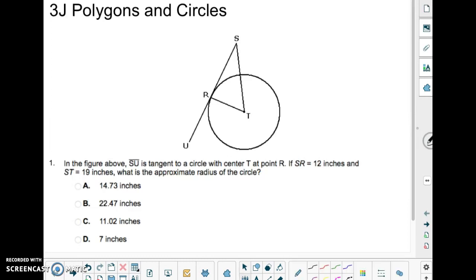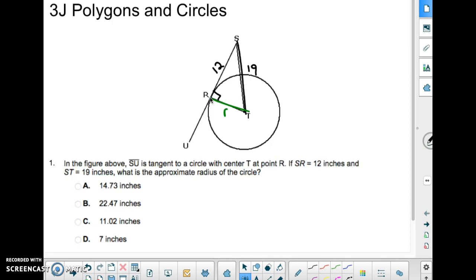So in number 1, this figure above says that SU is tangent to the circle, means it touches it at just one point, and it also makes a 90-degree angle. It tells us that SR is 12, and that ST, this whole thing, is 19. And so they want to know what's the approximate radius of the circle. So they're asking for the radius here.